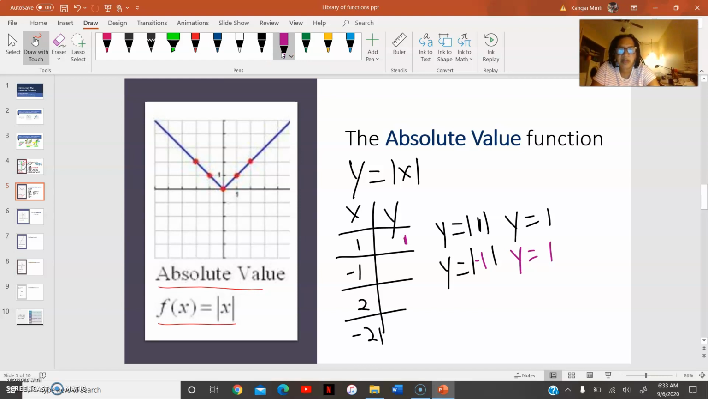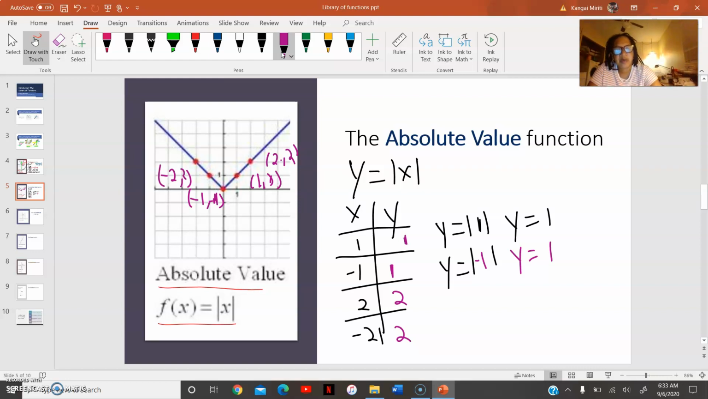So there's a point. There's another point. The absolute value of 2 would be 2. The absolute value of -2 would be 2. And that's why we're getting these points here, like 1, 1, 2, 2, -1, 1, sorry, -2, 2.